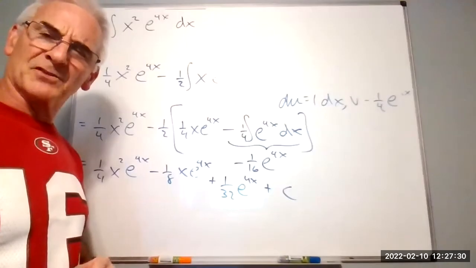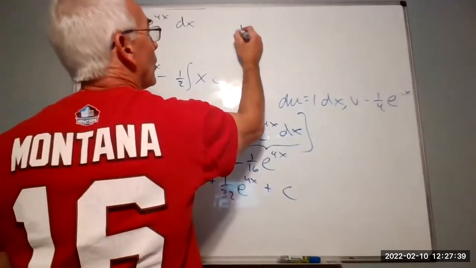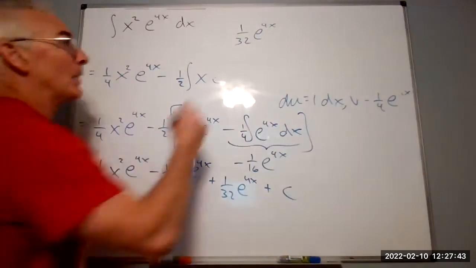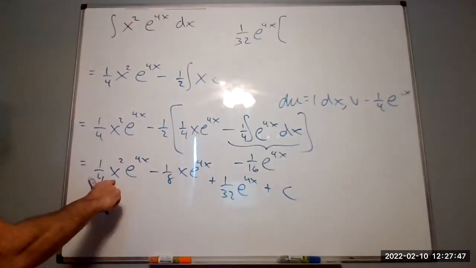Well, these are all fractions, so it's probably another fraction. 1/32. Let's factor out 1/32 e to the 4x. This is what I would do. And what would that leave me with? Well, clearly an x squared.